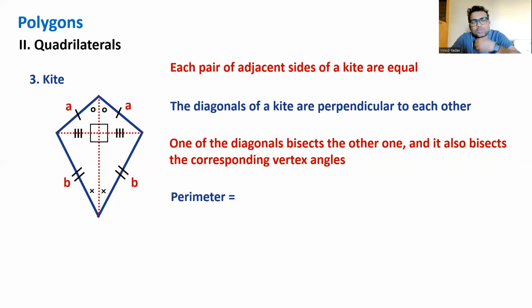Perimeter, yes. 2A plus 2B. Area, we know the angle between the diagonals, so we can make use of the formula half d1 d2 sine theta, and sine 90 is 1. All right. Cool. Yes. This much you should know about kite, friends. Correct.